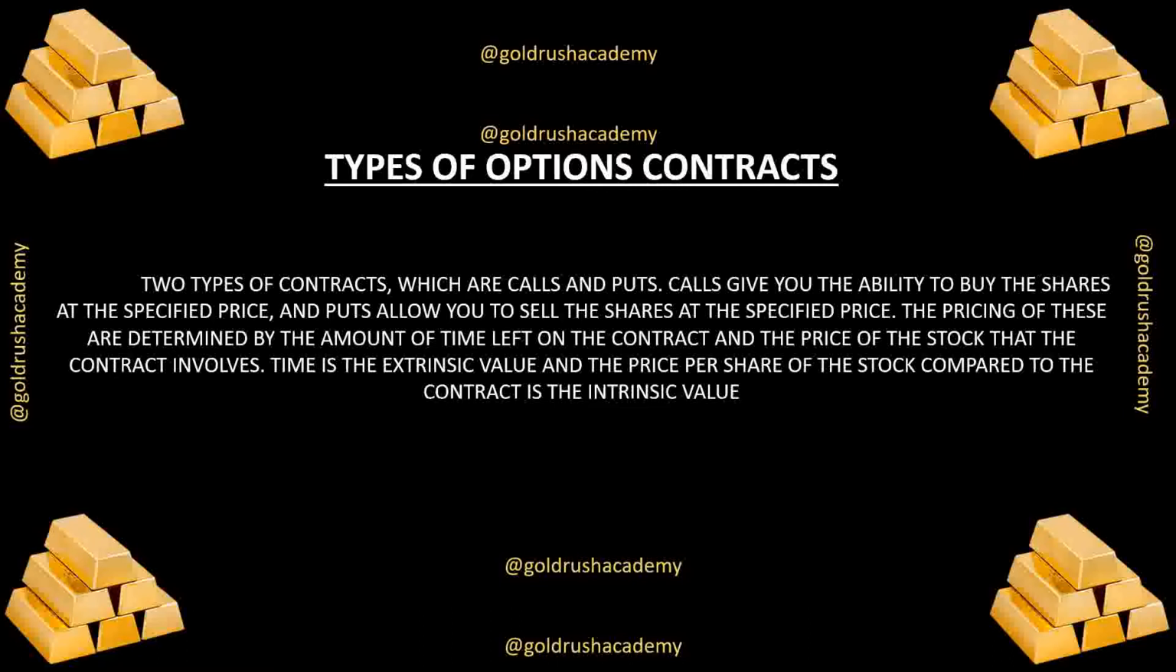Types of options contracts: there are two types of contracts, which are calls and puts. Calls give you the ability to buy the shares at the specified price, and puts allow you to sell the shares at the specified price. The pricing of these is determined by the amount of time left on the contract and the price of the stock that the contract involves. Time is the extrinsic value, and the price per share of the stock compared to the contract is the intrinsic value.